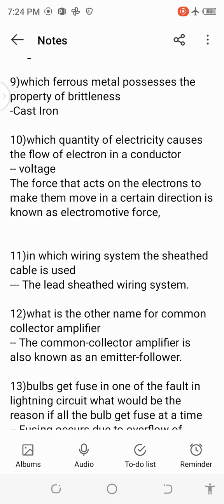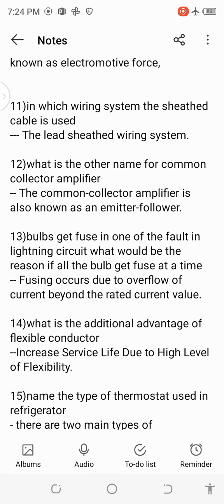12. What is the other name for common collector amplifier? The common collector amplifier is also known as an emitter follower. 13. Bulbs get fuse in one of the fault in lighting circuit. What would be the reason if all the bulb get fuse at a time? Fusing occurs due to overflow of current beyond the rated current value.